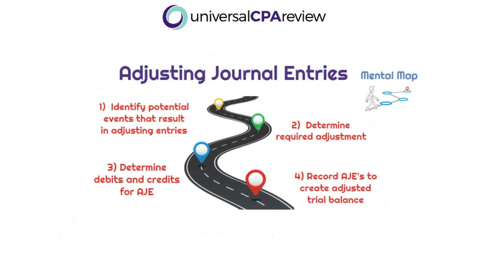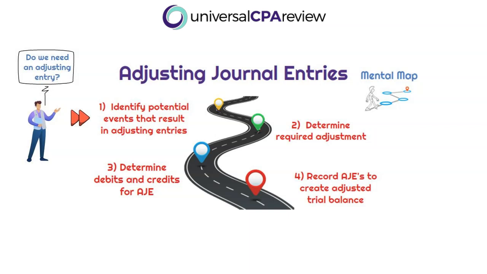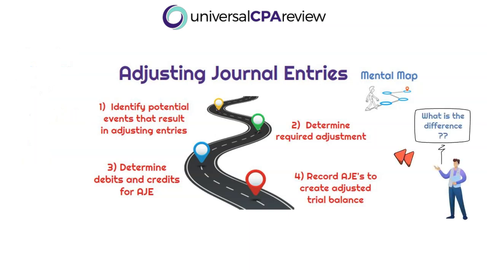So looking at our mental map, this is how we're going to think about adjusting journal entries. As I mentioned, the first thing we need to do is identify potential events that result in adjusting entries. So for multiple choice questions or simulations, what they'll give you is certain scenarios or events, and you'll have to determine, okay, do we need an adjusting entry? And if we do, well, let's move to step 2, right?